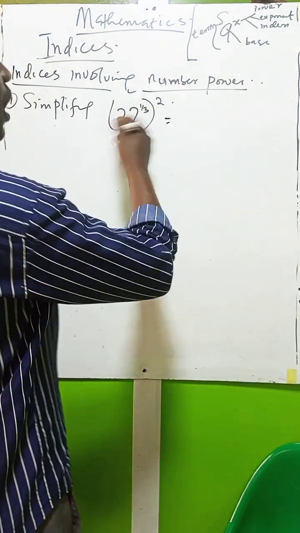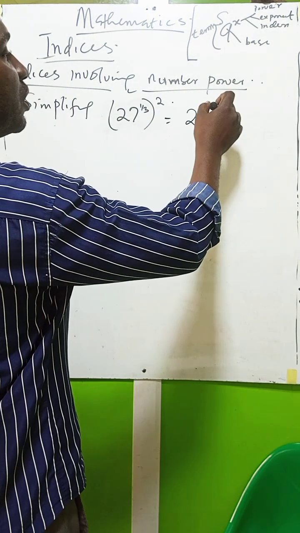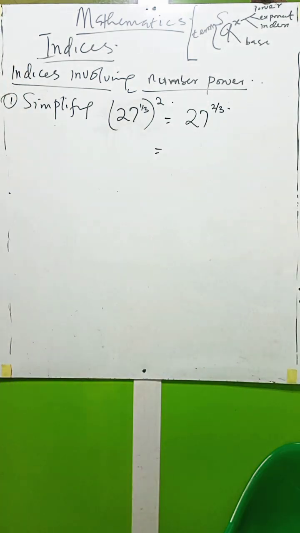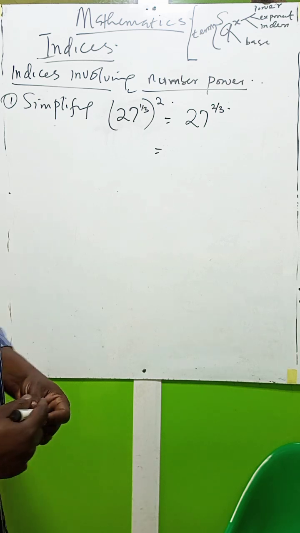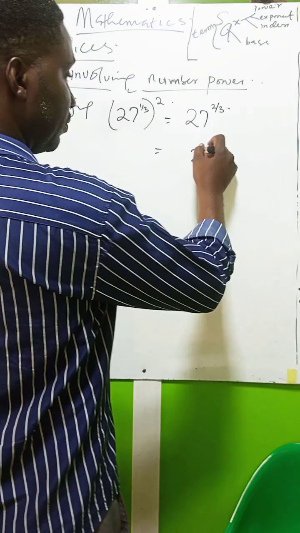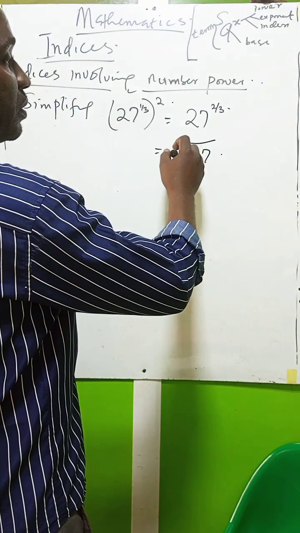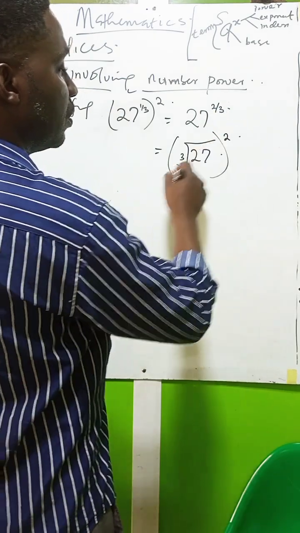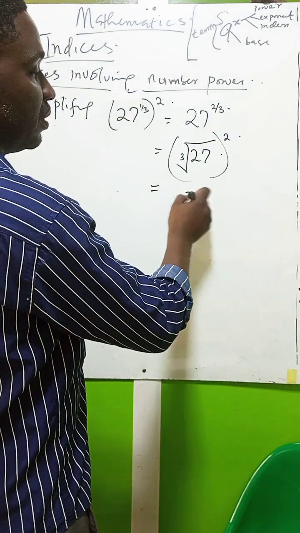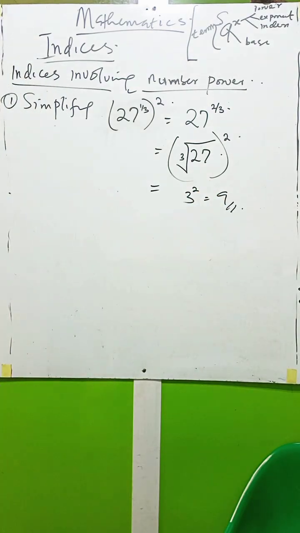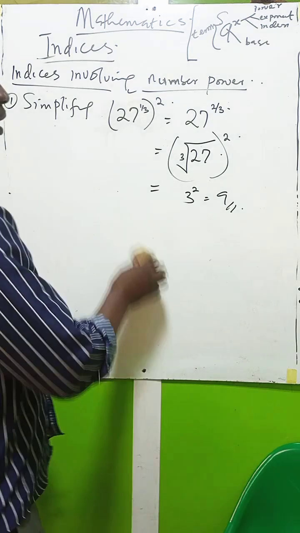Law number 8 says the powers multiply themselves, which is 27 raised to the power 2 over 3. Then this will now result in using law number 10, which states that the denominator will root it, while the numerator will power the whole result. Cube root of 27 is 3, raised to the power 2, which is 9. Now let's see another example.